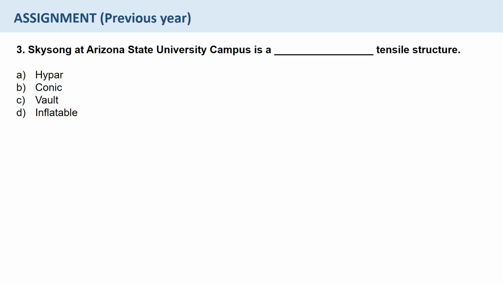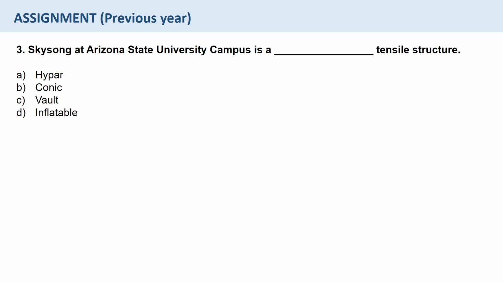Why? Because let's go back to the image again. You see, it is clearly visible that this is a conic shape. So this is a conic tension structure and it is visible from that image. So the answer is conic. SkySong at Arizona State University campus is a conic tensile structure.